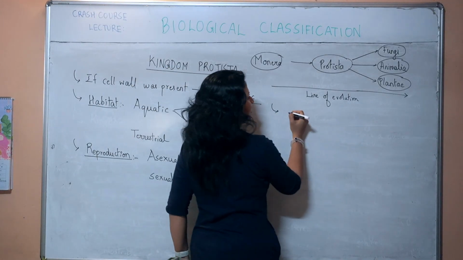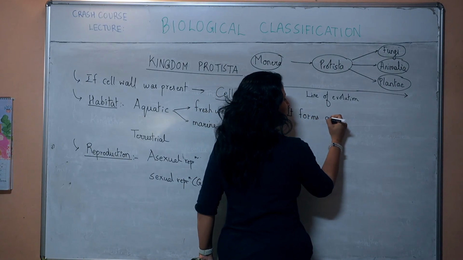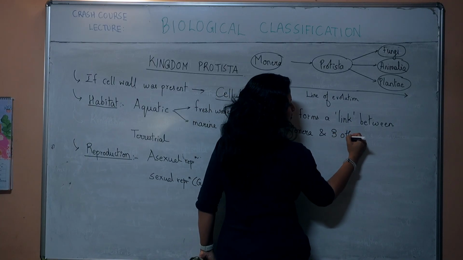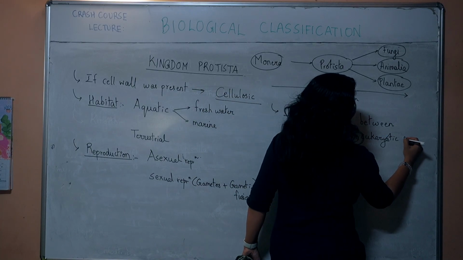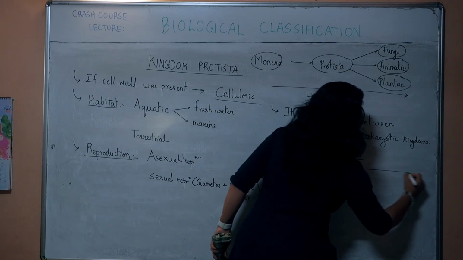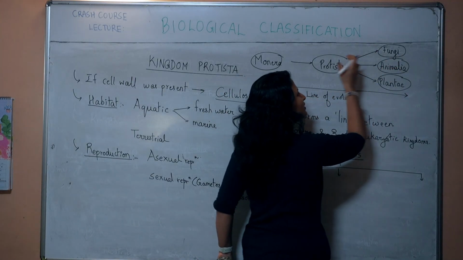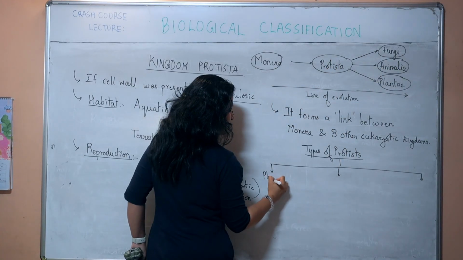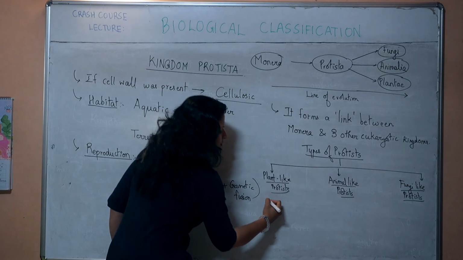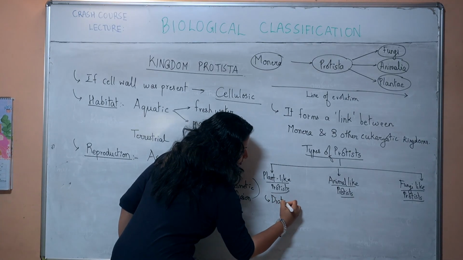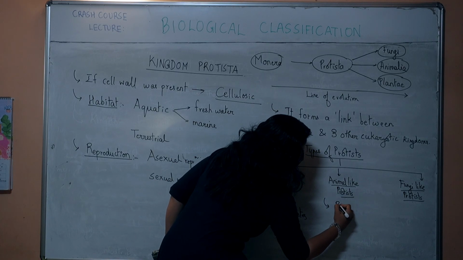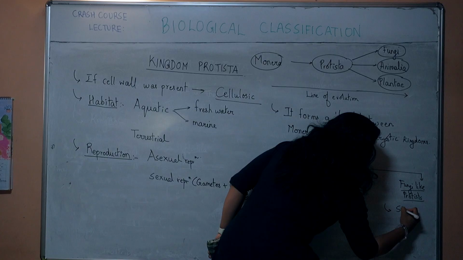So we have to say that it forms a link between Monera and the other 3 eukaryotic kingdoms. Cool? Types of protists. Overall, from this diagram itself, we can infer that there will be 3 types of protists over here: plant-like protists, animal-like protists, and fungi-like protists. Plant-like protists include diatoms, dinoflagellates, euglenoids. Animal-like protists include protozoans. Fungi-like protists include slime molds.